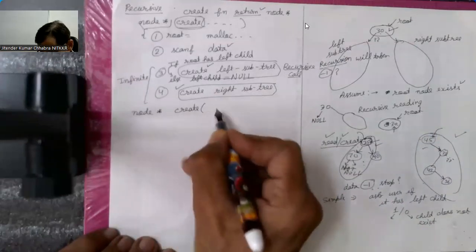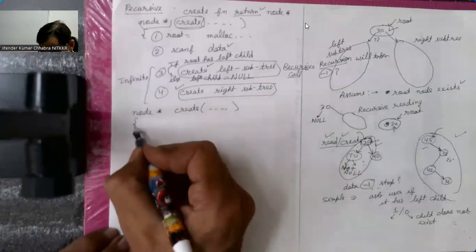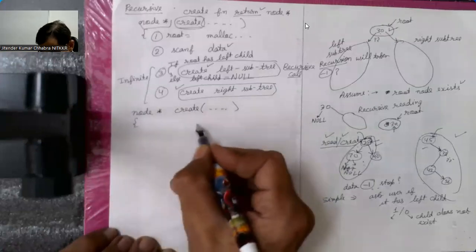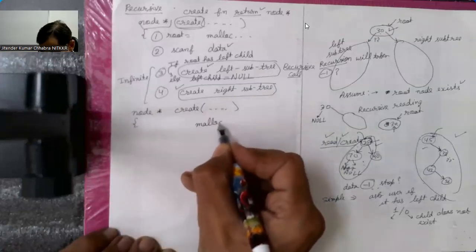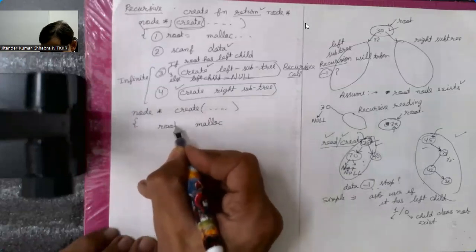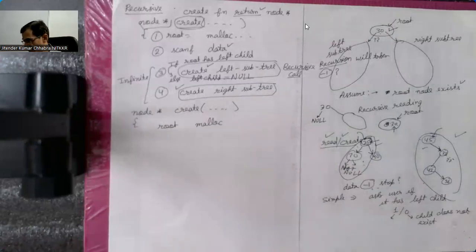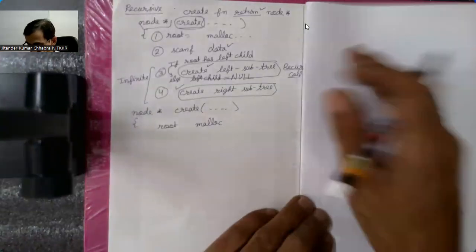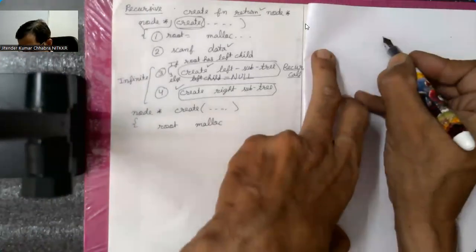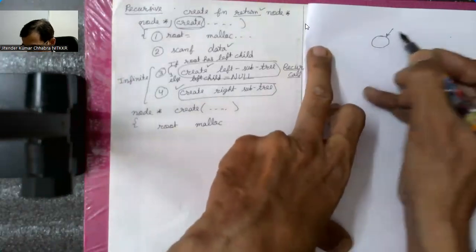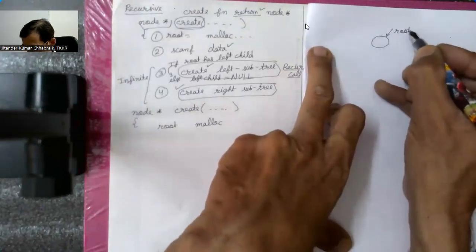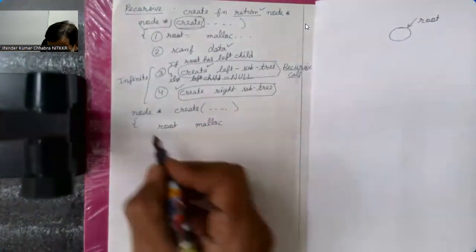So it's a create function. If a parameter is needed, my first step is malloc to the root. If I say root being malloc, what is happening? Let me just keep a picture here and show you in parallel what is happening. So by this process, what I have done is node created, which is named as root. First step.